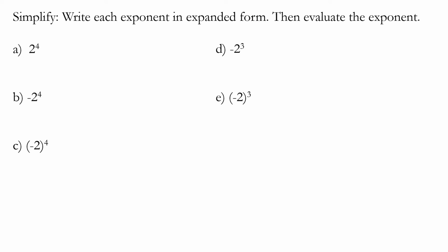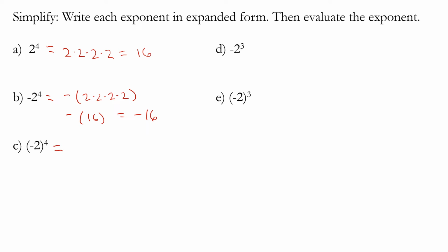To show that on a few more examples, 2 to the 4th is 2 times 2 times 2 times 2. Now if I were to evaluate that, 2 times 2 is 4, times 2 is 8, times 2 is 16, so we get 16. Now looking at B, it's the negative of 2 to the 4th. So 2 to the 4th is 2 times 2 times 2 times 2, and it's the negative of that, so the negative of 16, so we get -16.